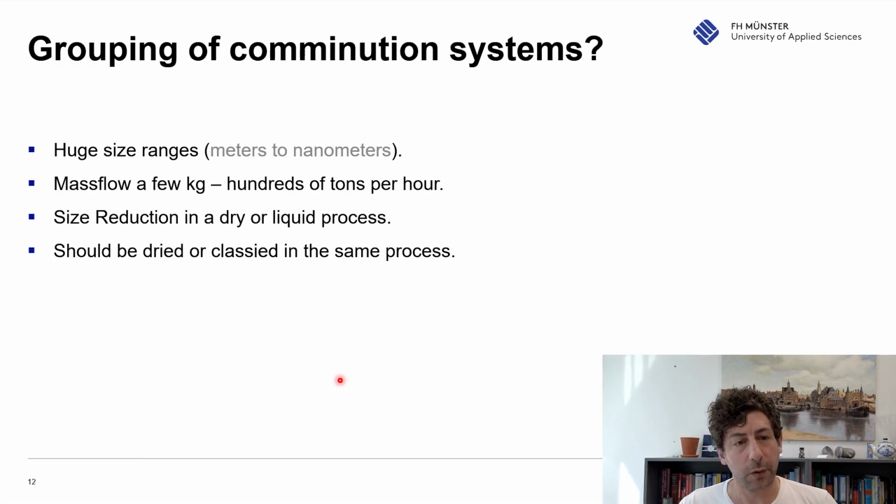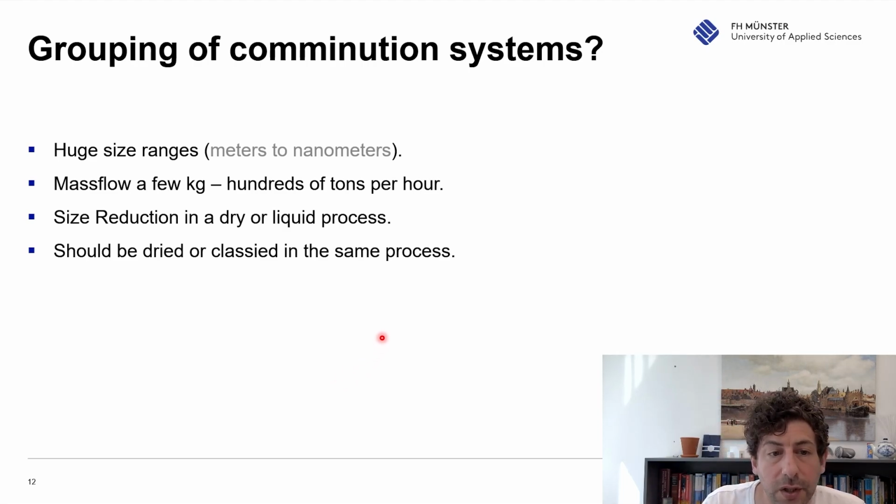So, what can we do now with these comminution systems? We have different ones. I talked about the mechanisms they are applying, but we also have to consider that we have, for example, a huge size range. And this means that comminution happens for very large and down to very small particle sizes. And our systems have to be able to deal with this. Then we also have very high to very low mass flows, right? A few kilograms to hundreds of tons per hour.